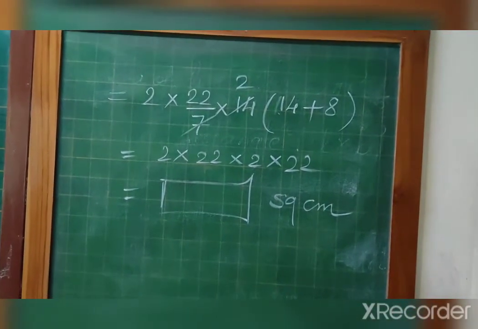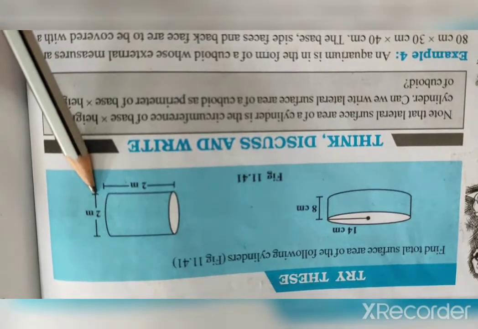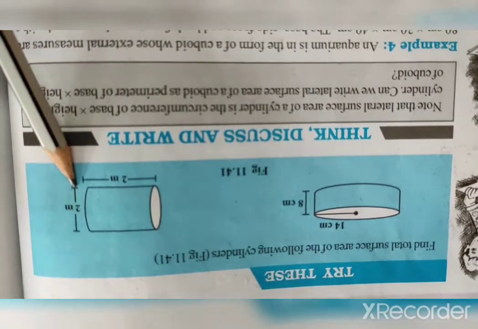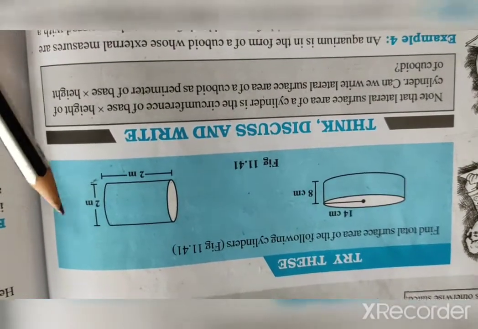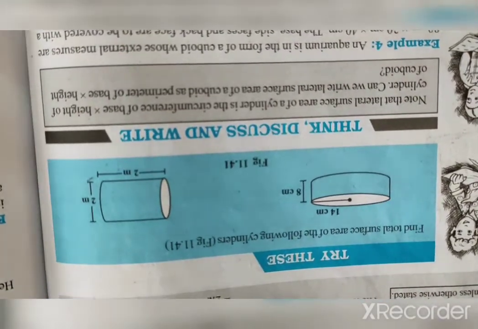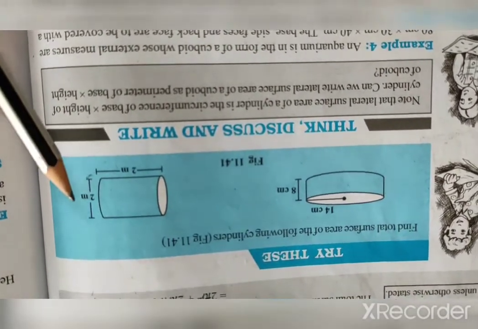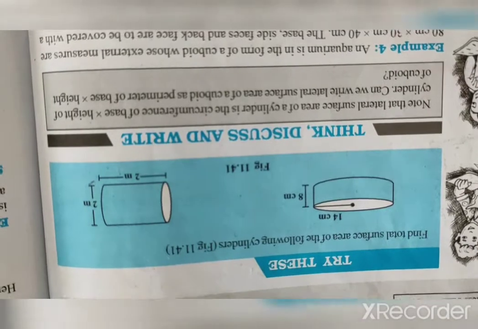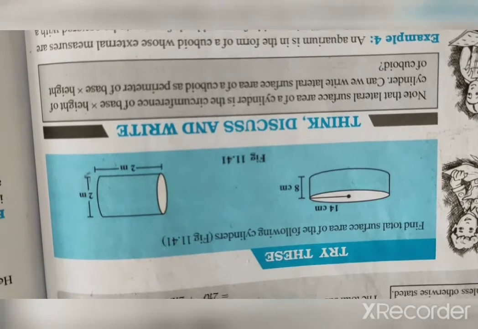So the second one you will solve yourself. Now see here, what is given? Radius is not given, it is given the complete diameter, okay, and height. Radius is just half of the diameter, so when you divide the diameter by 2, you will get the radius. So radius will be here 1 and height will be 2. Then you can calculate and you can get your total surface area of the cylinder.